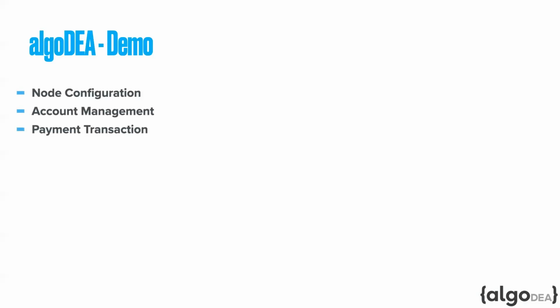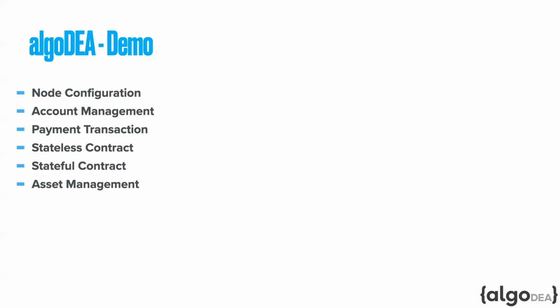We'll go through a payment transaction. We'll create a stateless contract, and we'll try to use that contract in a transaction. We'll create a stateful contract and try to create different types of transactions for the stateful contract. We'll go through asset management, atomic transfer, and finally we'll see how to export a transaction and how to use the dry run feature supported by AlgoDEA.